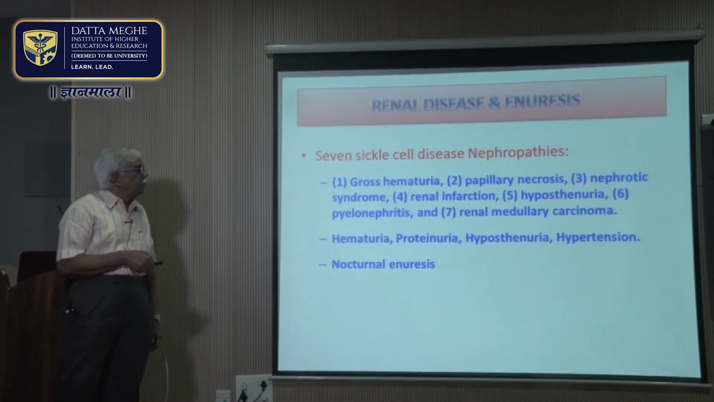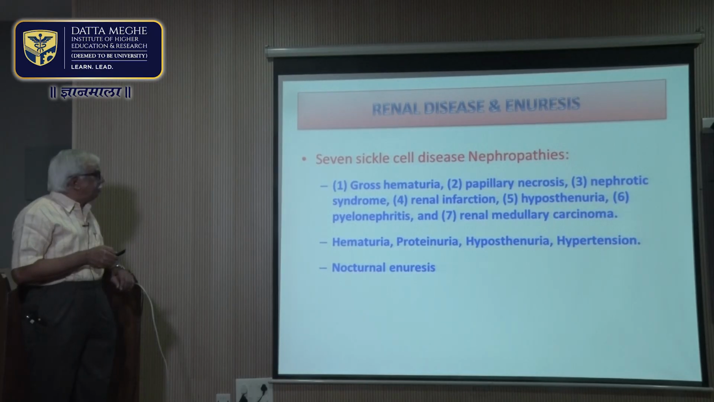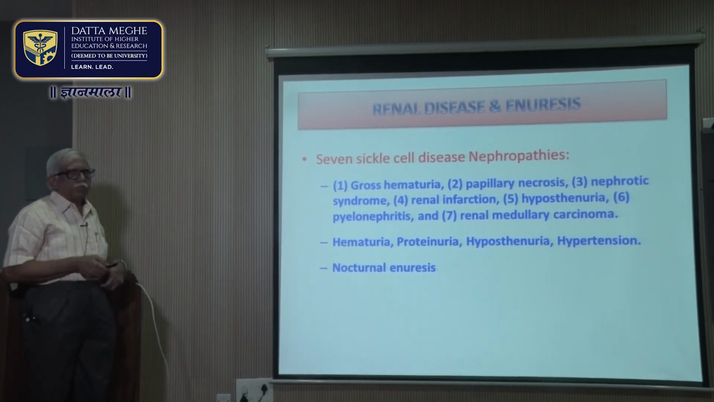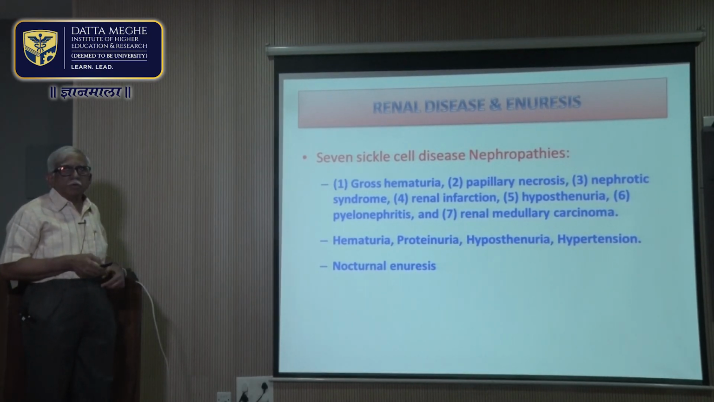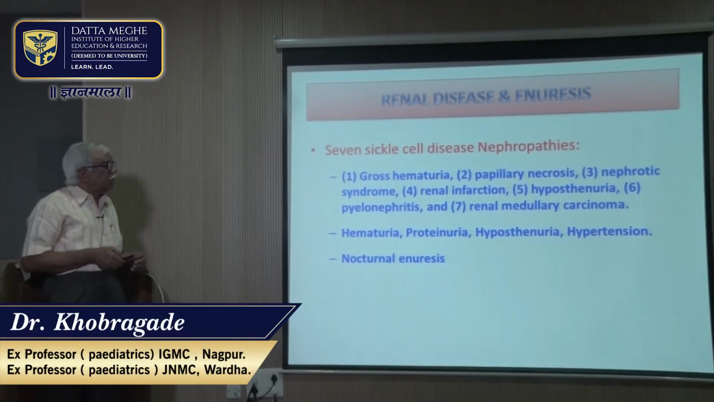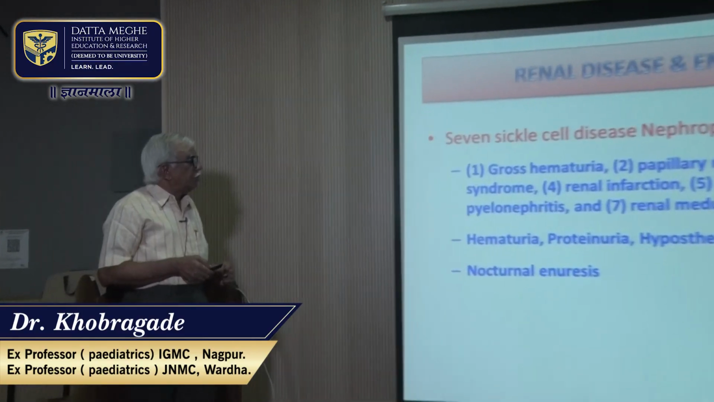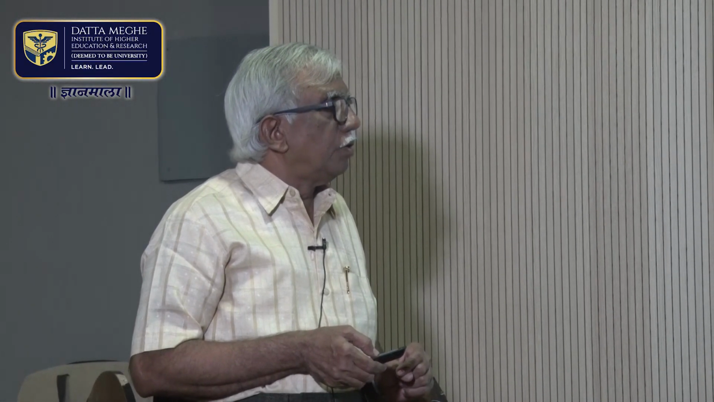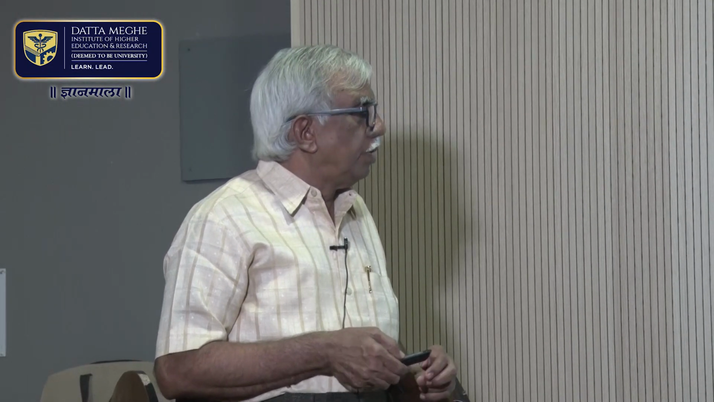Now, renal disease and enuresis. You have various types of renal problems or renal morbidities. They can have as simple as hematuria, papillary necrosis, nephrotic syndrome, renal infarction, hyposthenuria, pyelonephritis and renal medullary carcinoma. So, these are the various things which you get.